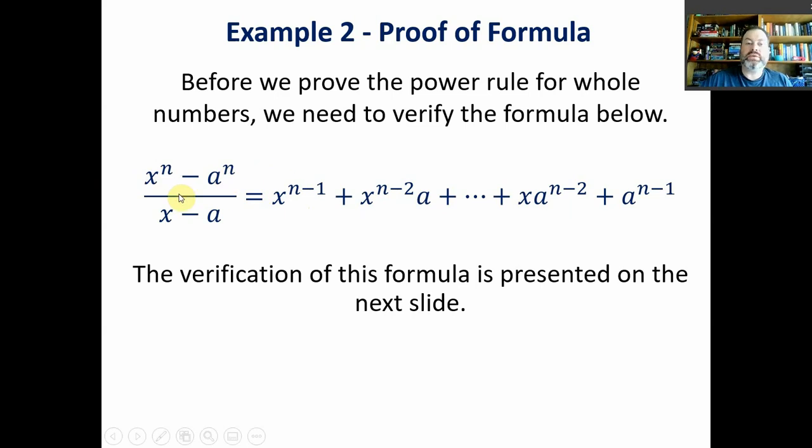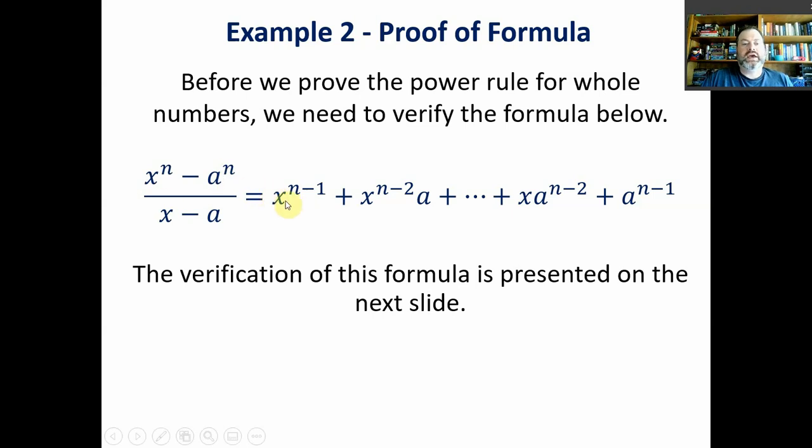So if you had x squared minus a squared over x minus a, you could plug in n equals 2 into this formula and get an answer. Or x cubed minus a cubed, or x to the 10th minus a to the 10th. You can always divide it by x minus a. And a is a number as well, right? So you could plug numbers in there and verify that it's true. But we're going to prove that it's true.